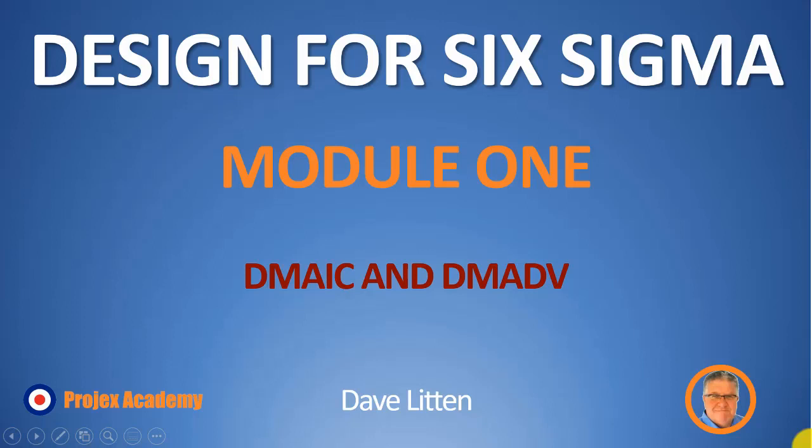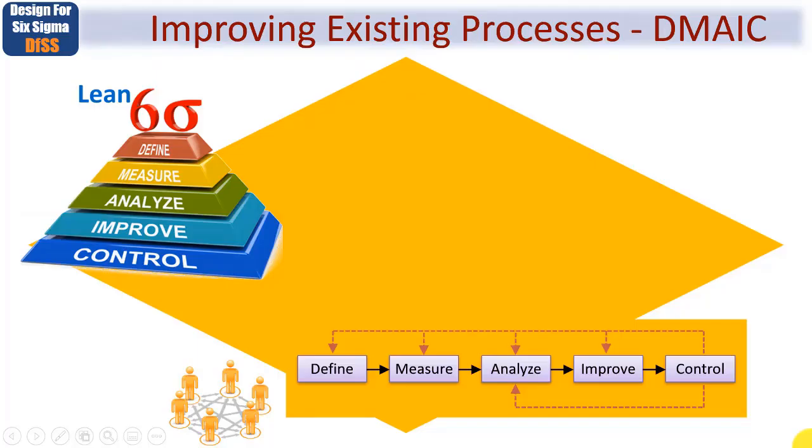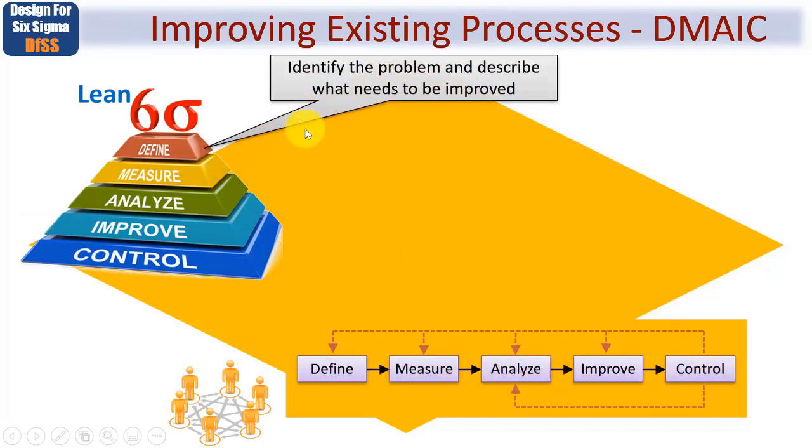So by way of comparison and reference, let's you and I start by looking at the existing DMAIC process forming part of our Lean Six Sigma Masterclass. Here's what it stands for: Define, Measure, Analyse, Improve and Control, where the Define phase identifies what the problem is and describes what needs to be improved, because DMAIC is used for existing processes, products or services.